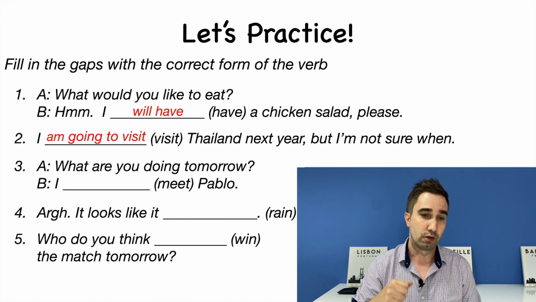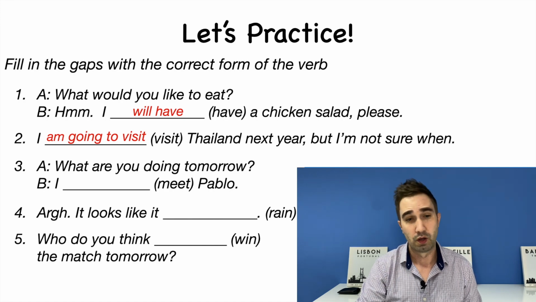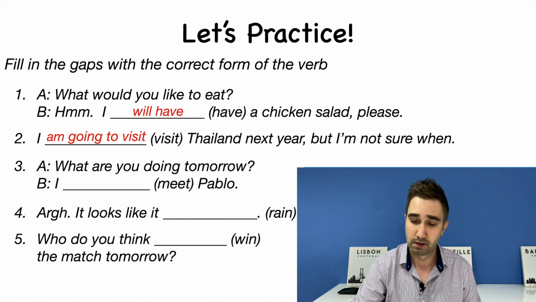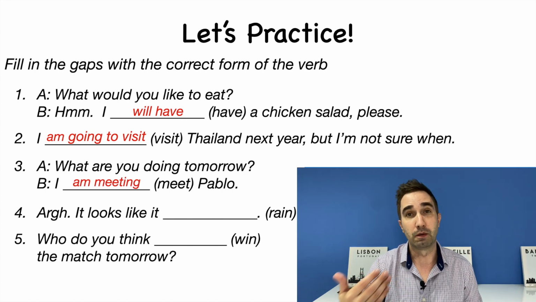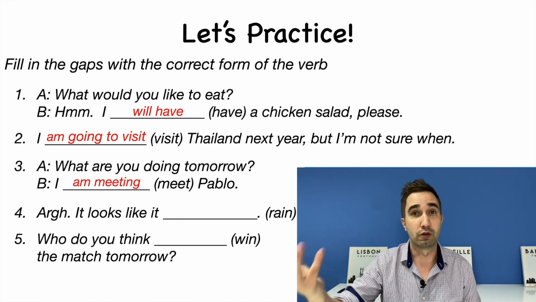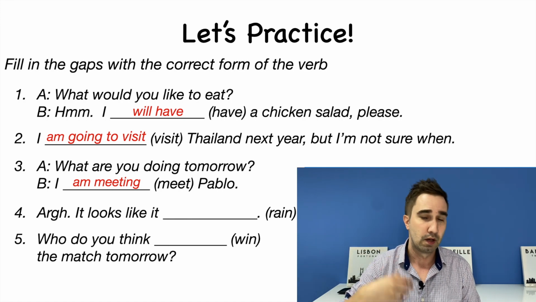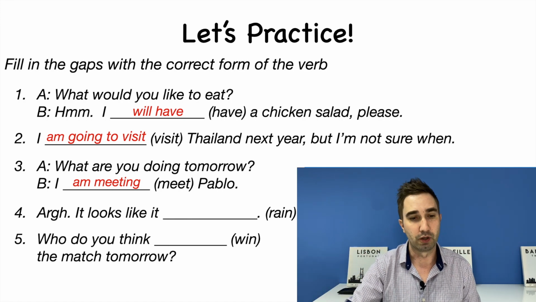All right. Number 3, what are you doing tomorrow? So already in the question, I can see that this is present continuous. So that's always good. If you're doing a test, make sure you try to follow the question. I am meeting Pablo, right? Pablo and I agreed, let's meet tomorrow at 6 p.m. So I am meeting Pablo.